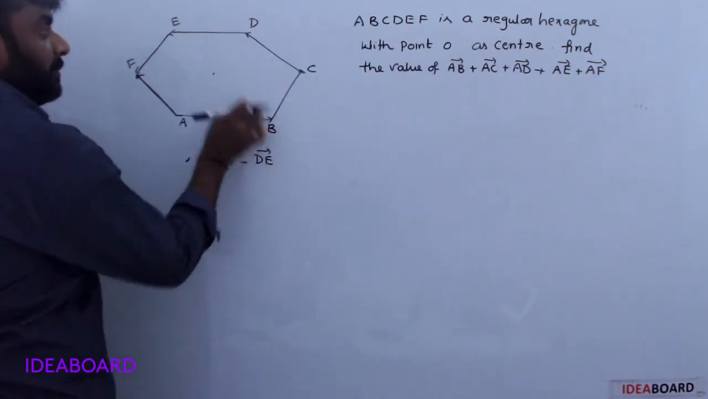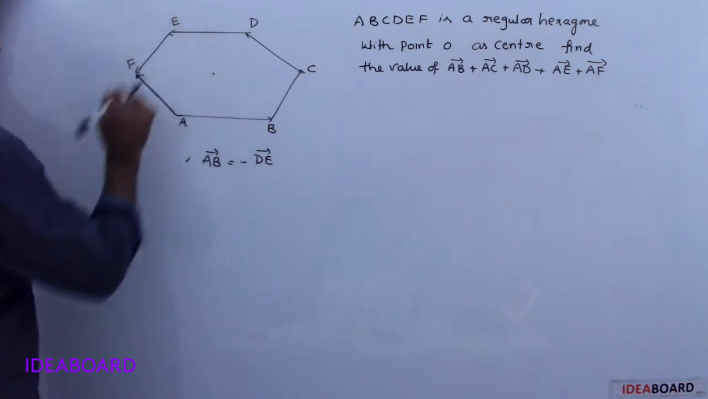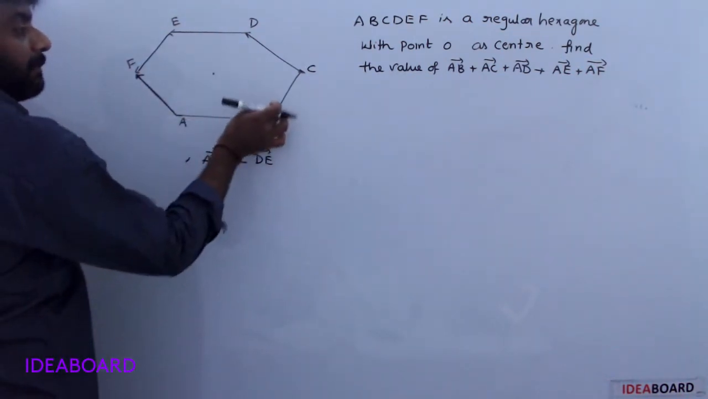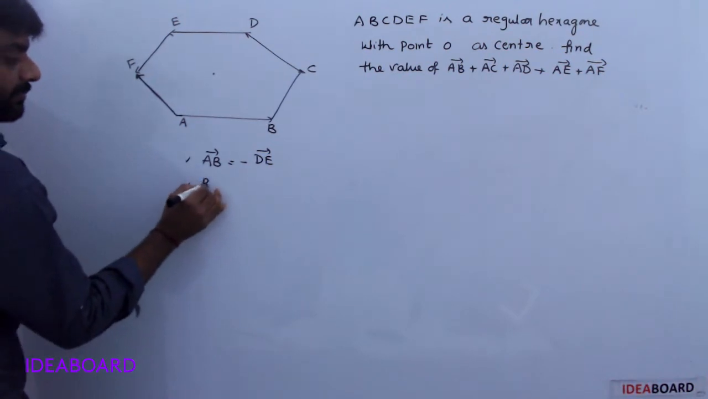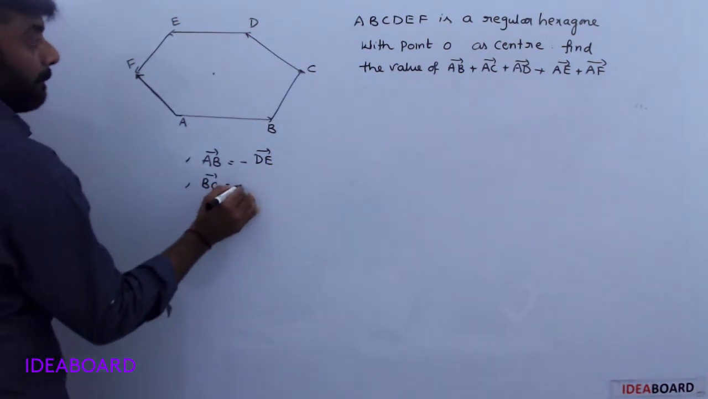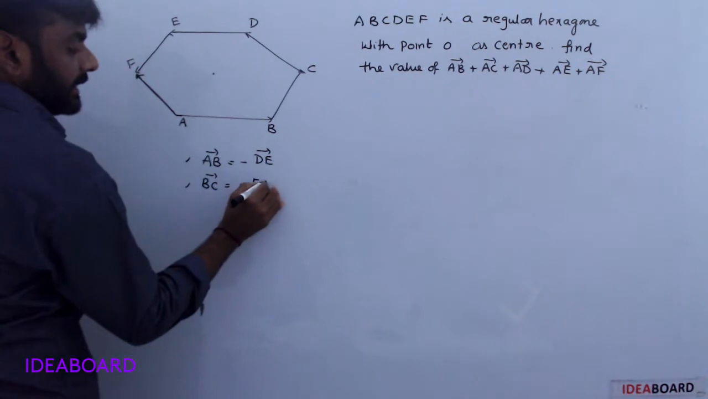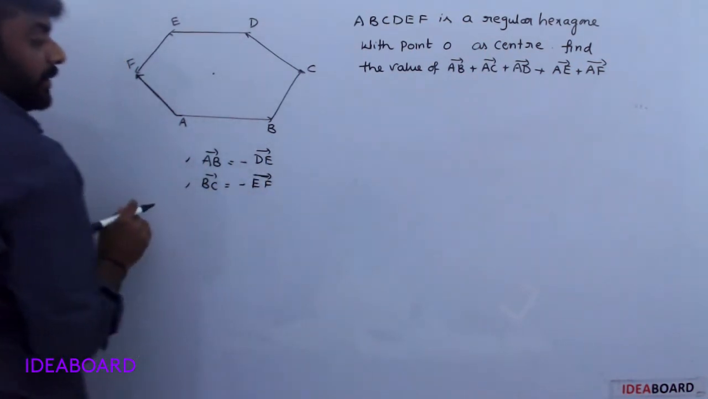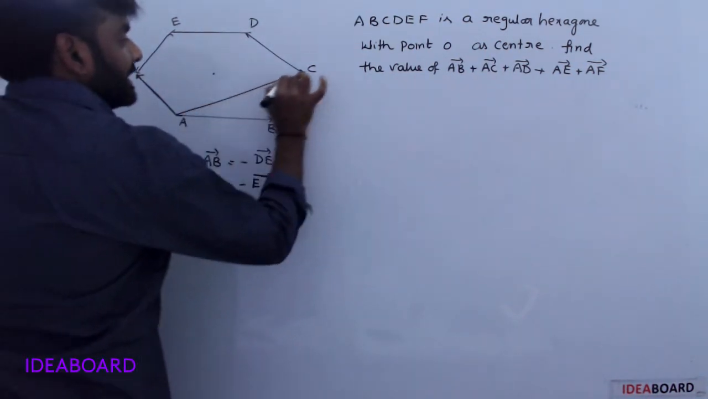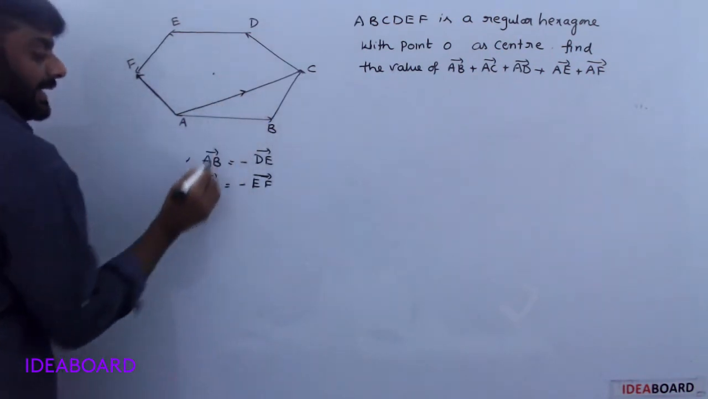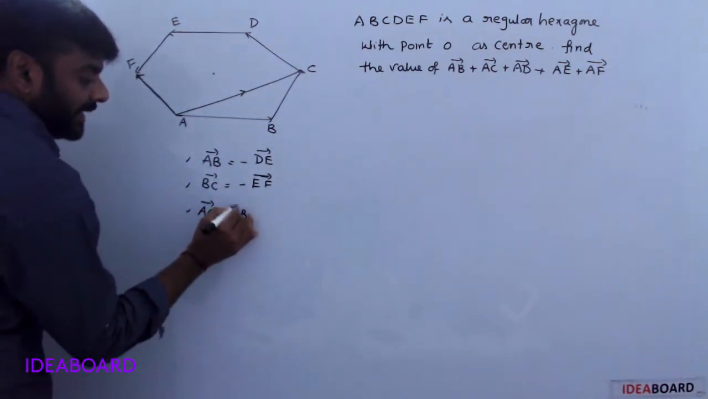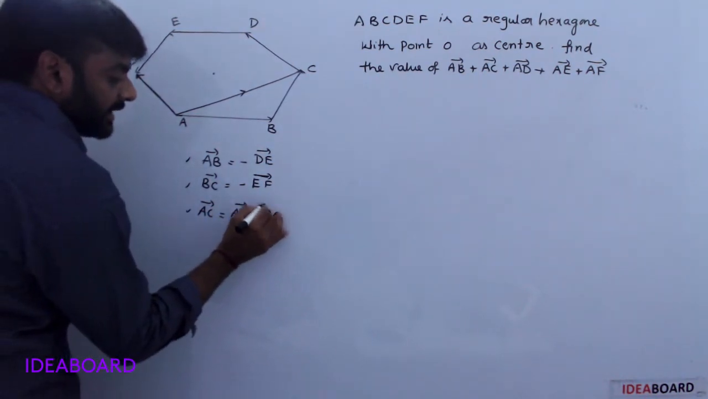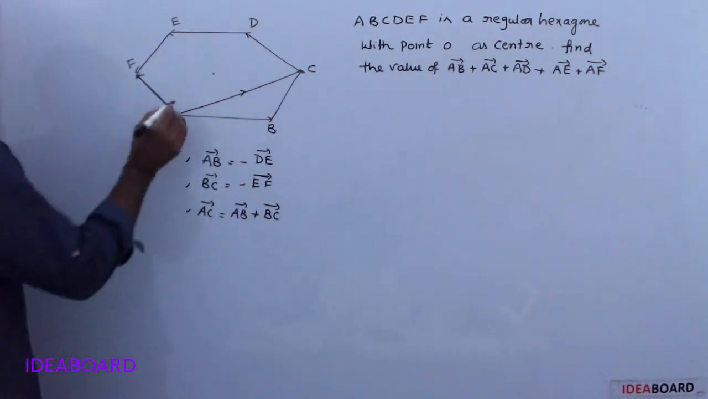First of all, from this diagram, AB bar is equal to minus DE bar, the exactly opposite side. AB bar, exactly opposite is DE bar. Next one, BC bar, exactly opposite is EF bar. So BC bar is minus EF bar. Understood? Now it is AC. So AC bar is written as AB bar plus BC bar.